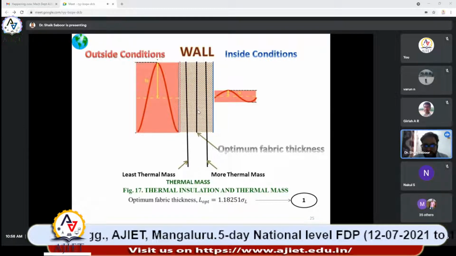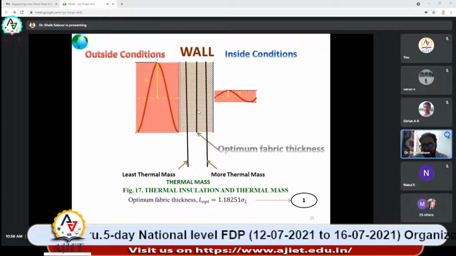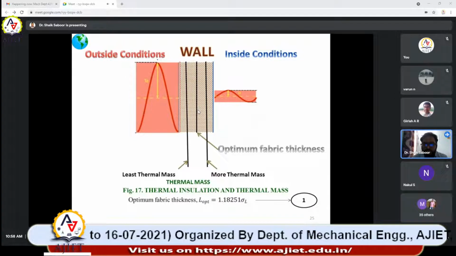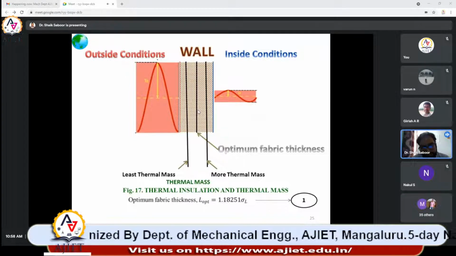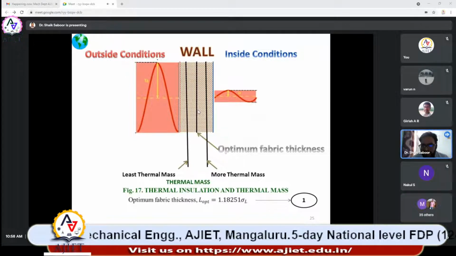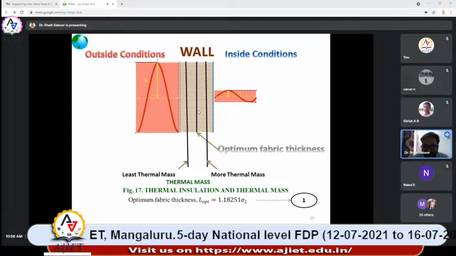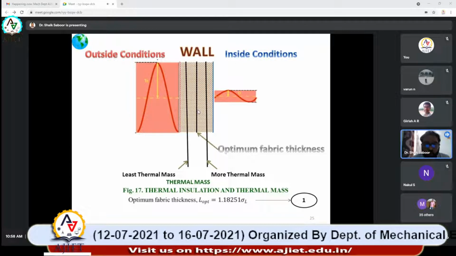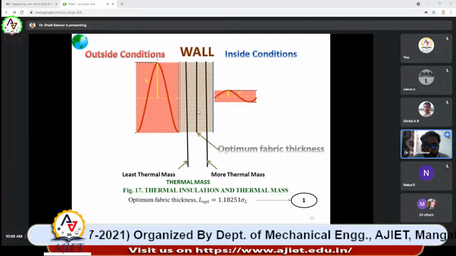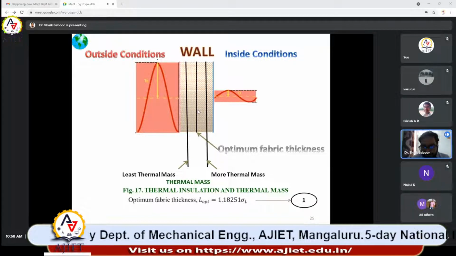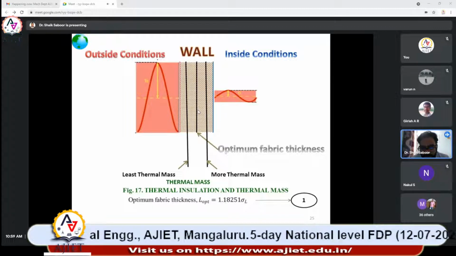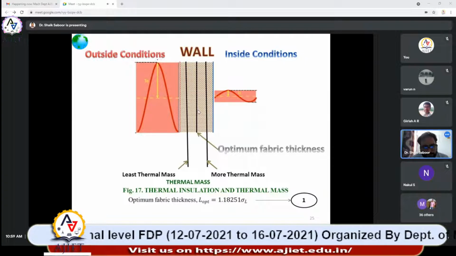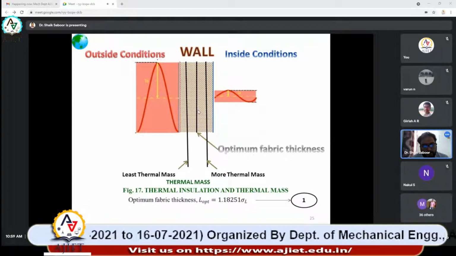So here there are two things which play major role: thermal mass and thermal insulation. Okay, so why do we need to focus on thermal mass and thermal insulation? What does it actually signify? Most of the people may be using thermocol. Let us take two building examples here. So I made a model building with thermocol alone.